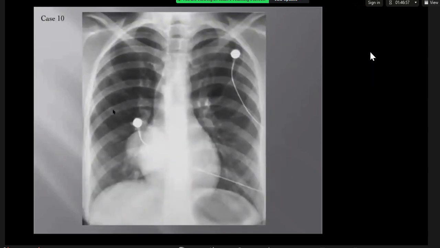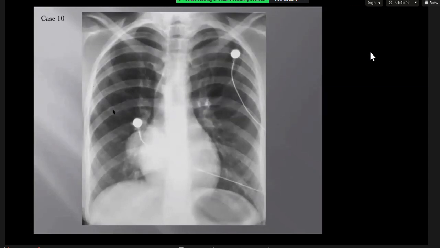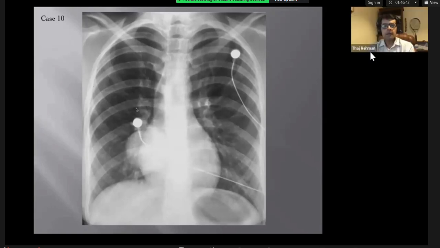So there is a well-defined mass projected over the right lower zone. It's not obscuring the right heart border, so it's mostly in the right lower lobe. Correct. This is a large solitary pulmonary mass. Differentials would be quite broad. Yeah, can be lung cancer. This is actually a metastasis, a solitary cannonball metastasis to the lung.